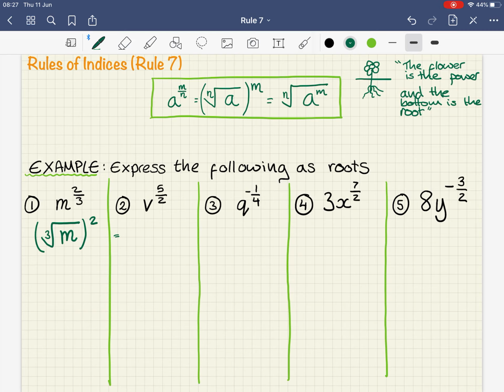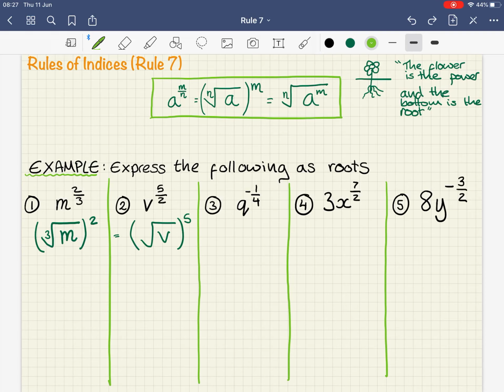Okay, next one. So again, my V is going to be under that root sign. So the flower is the power, so that means the 5 is going to go up here. And then the bottom is the root. And I can write 2 in there, but that's just saying what times by itself twice makes V. So that is still just a square root sign, so I don't need it. And keep that in mind. If I have a root sign and there's no number, that means there's going to be a 2 in there. But I don't really need it, so I'm not going to put it in.